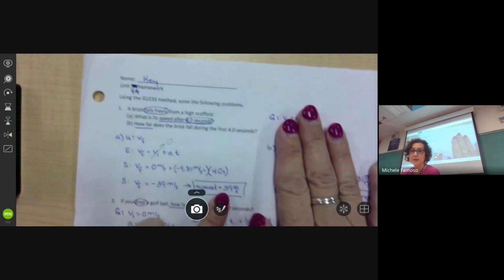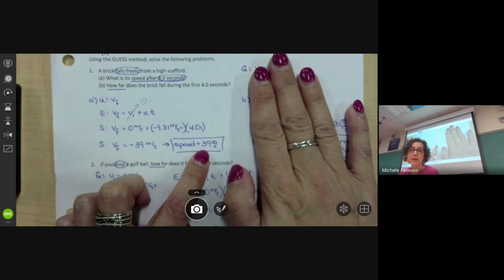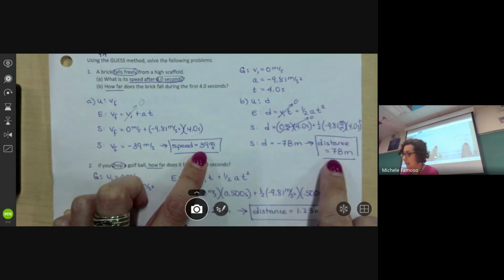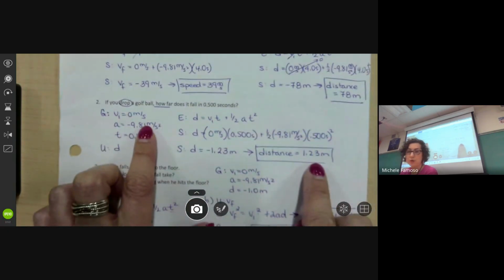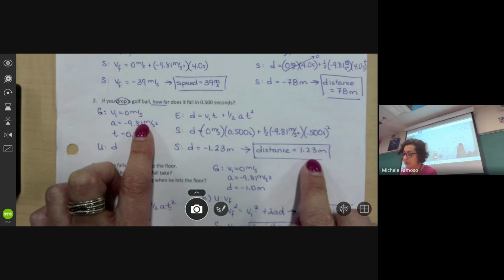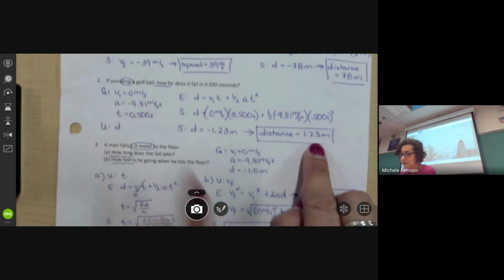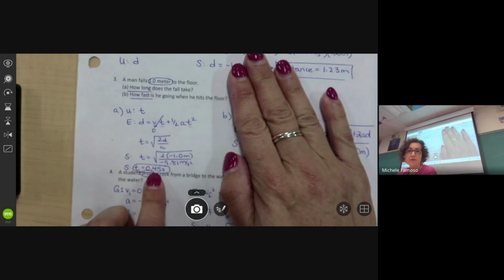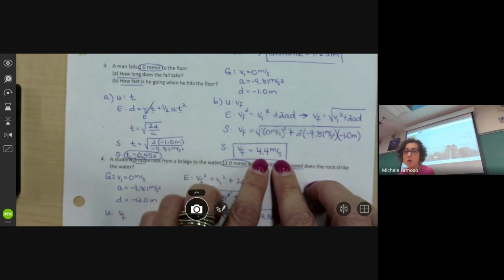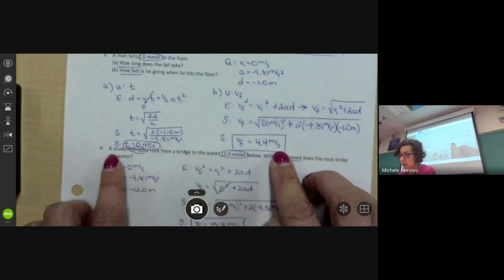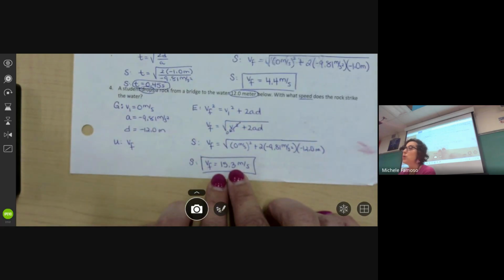Part A, the speed is just 39 meters per second. Part B is 78 meters. Number 2 is 1.23 meters, that distance. How far is distance? 3A is 0.45 seconds. 3B is 4.4 meters per second. Number 4 is 15.3 meters per second.